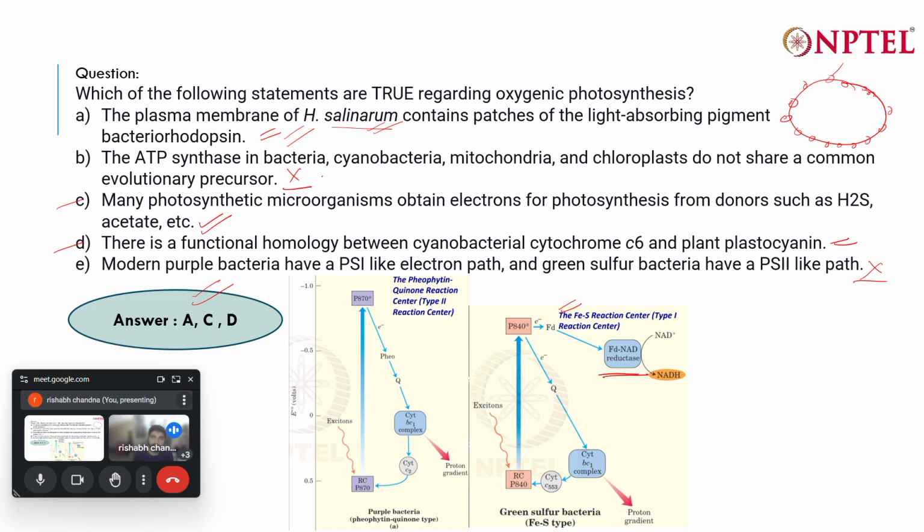B and A. Okay. So in the case of Halobacterium salinarum, because this is a bacterium, it doesn't have any renowned organelles. In the membrane of this bacterium there are patches of bacterial rhodopsin. These patches help in absorbing the light and formation of energy. So this happens in the cell membrane of this bacterium.